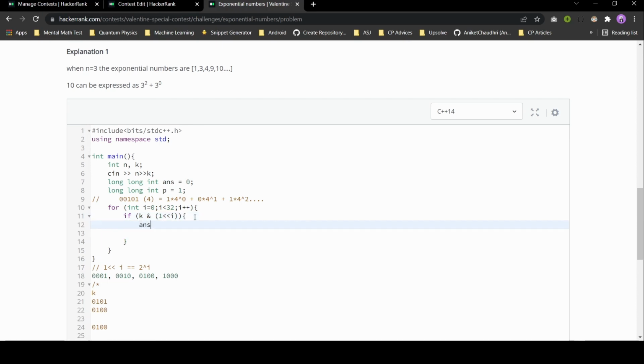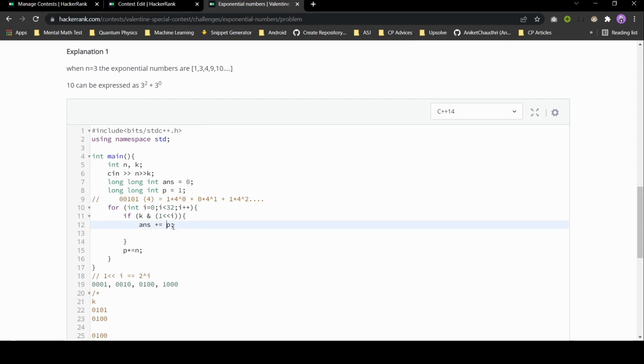And if the bit is 1, then we add that to our answer. So we add answer plus equal p. What we are doing is, p we initialize to 1. So let me write it. You will get the essence, p star equal n. So whatever index we are at, first we are at 4 power 0. So p is 4 power 0, that is 1 initially, and we add that into our answer.